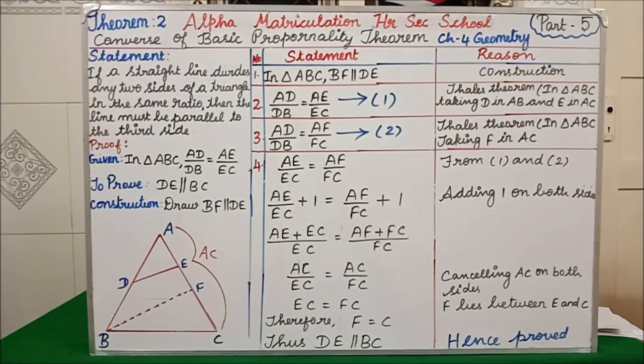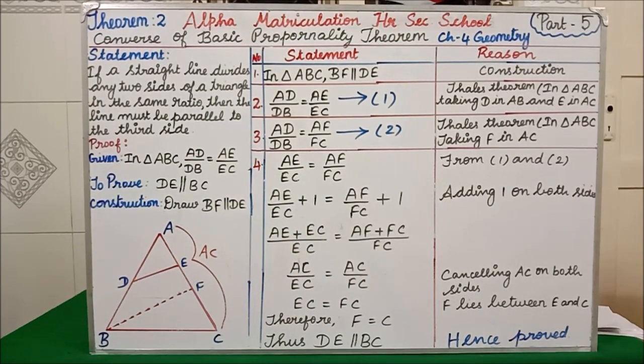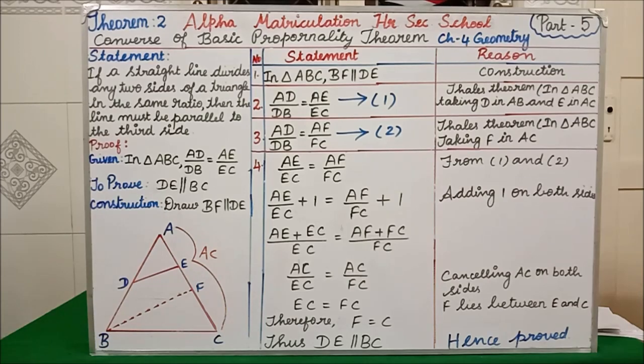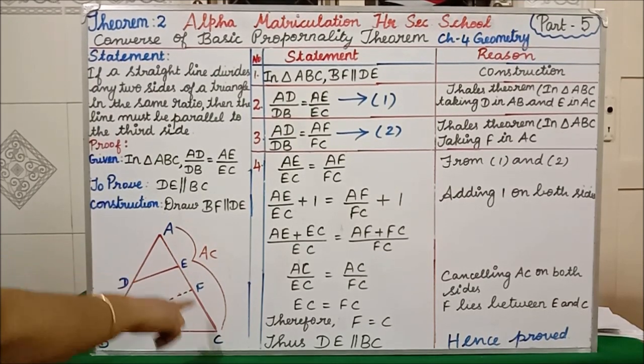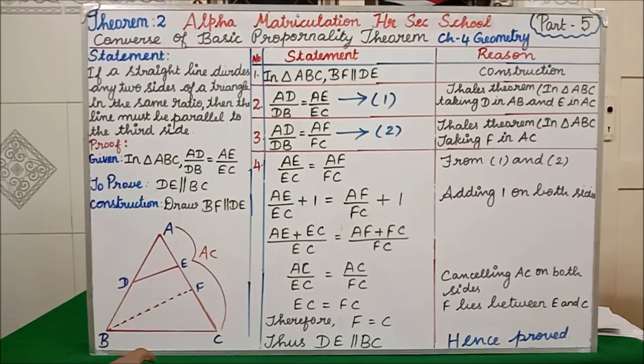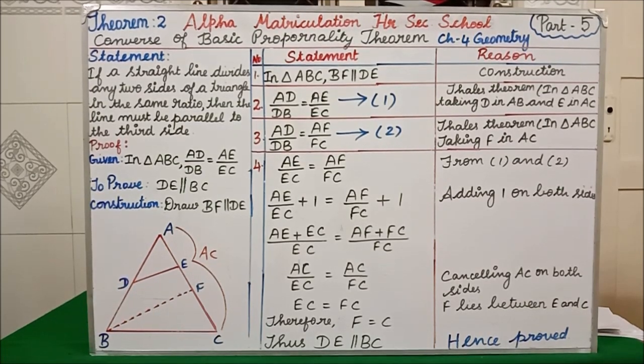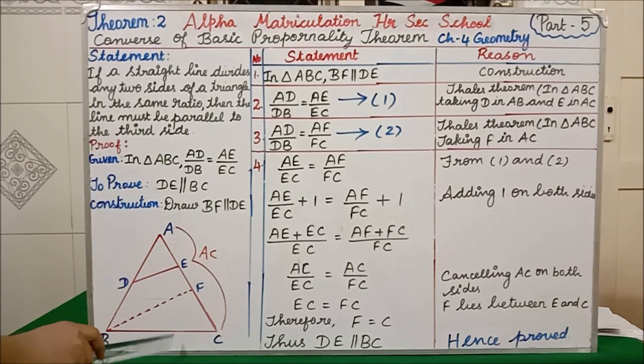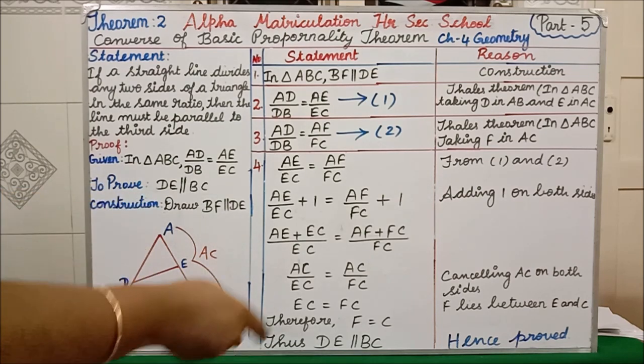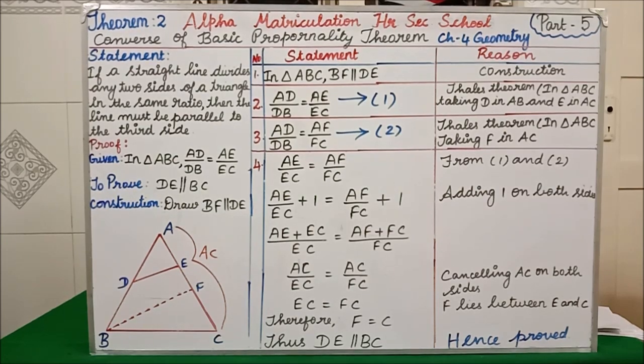That is the reason I have written it. F lies in between E and C. Therefore we can say F is equal to C. Clear all of you? Therefore, we can say F equal to C. From this, if the F line comes here, then DE is parallel to BC. Isn't it? If this line and this line coincide, then obviously DE is parallel to BC. That only we want to prove. Thus, DE is parallel to BC, hence proved.